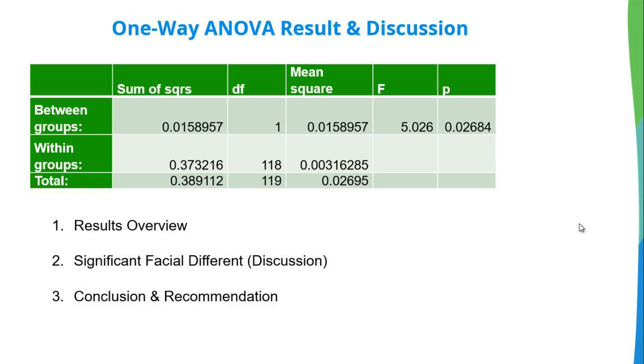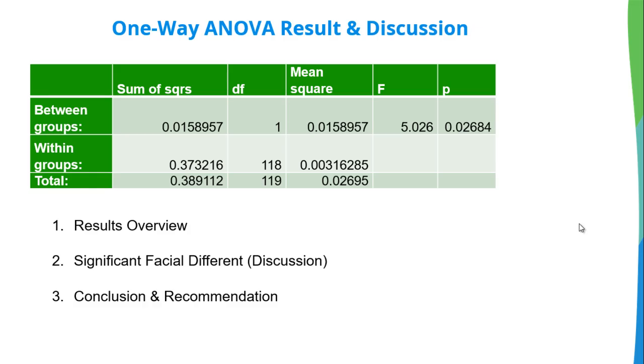So the result for comparing the anatomical facial features between Fragile X and Williams-Beuren is shown in the table as we are seeing here. The F value of 5.026 indicates the ratio of the variance between the groups, that is, between Fragile X syndrome and Williams-Beuren, to the variance within the groups.